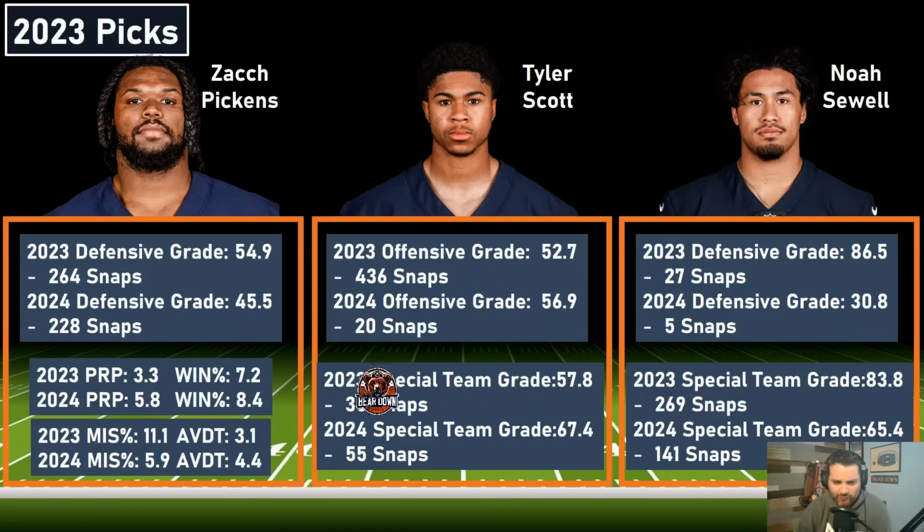So in 2023, he only had 35 special teams snaps, a 57.8 grade. 2024, a 67 grade, which is really good on special teams. So we like to see that, 55 snaps. So there is some improvement there. I don't see us getting rid of Tyler Scott. I don't see that happening.